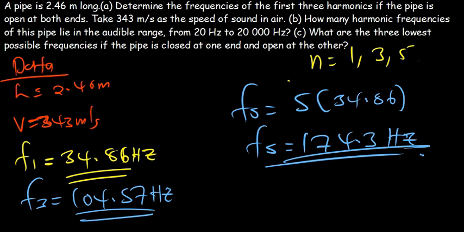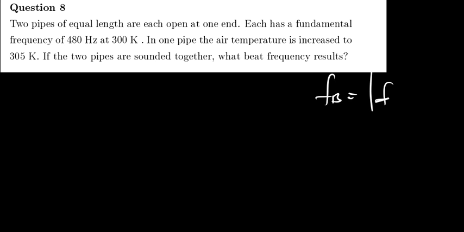Now, that is it for this question. So two pipes of equal length are each open at one end. Each has got a fundamental frequency of 480 hertz at 300 Kelvin. In one pipe, the air temperature is increased to 305 Kelvin. If the two pipes are sounded together, what beat frequency results? So beat frequency is given by the absolute value of F2 minus F1.